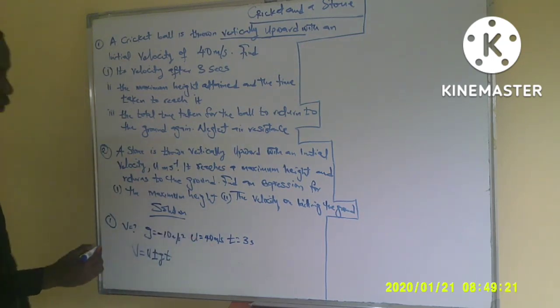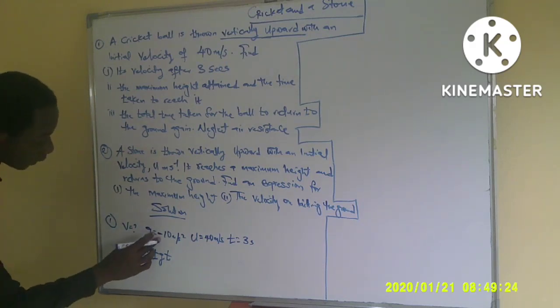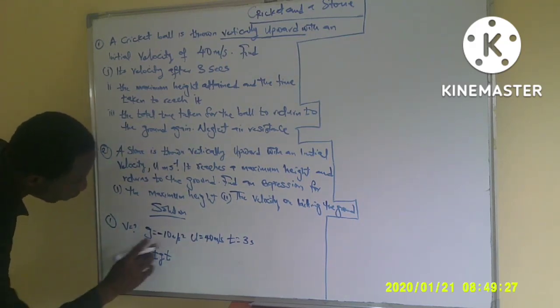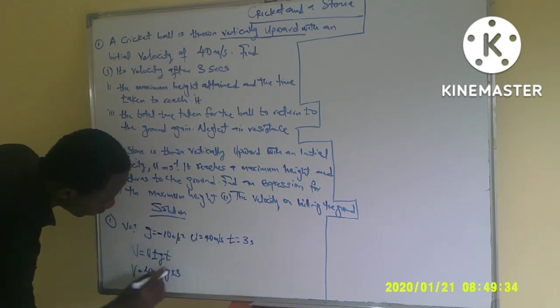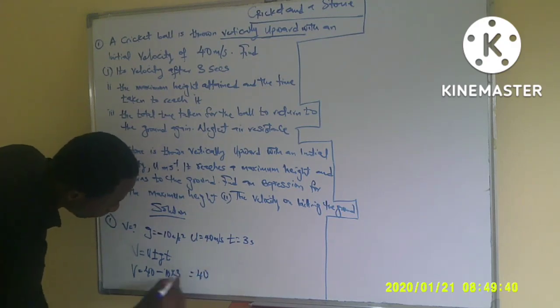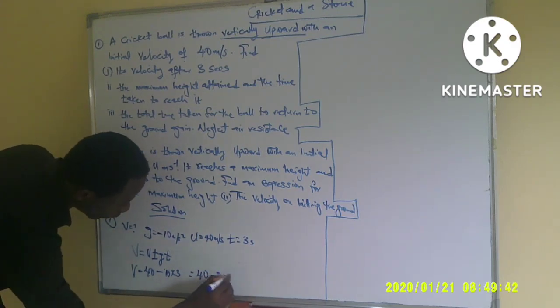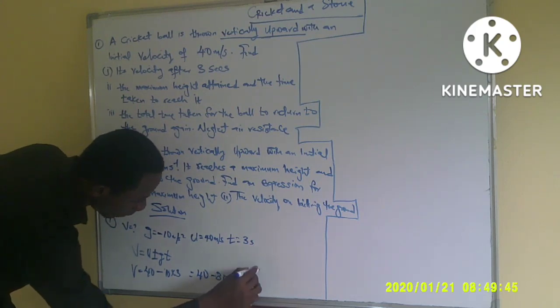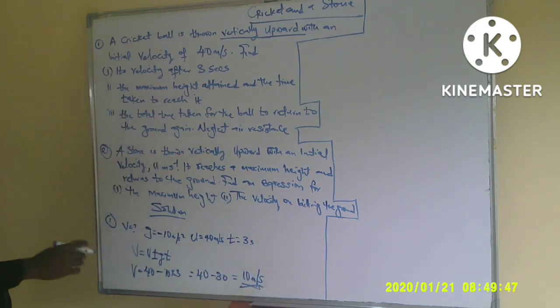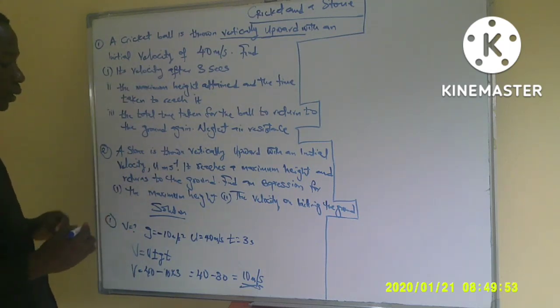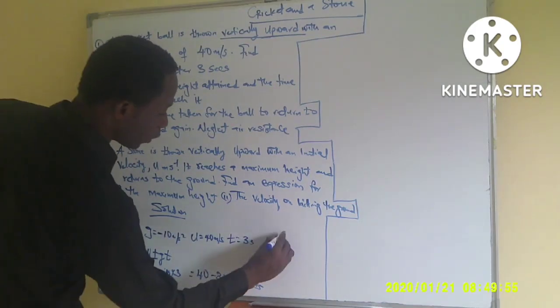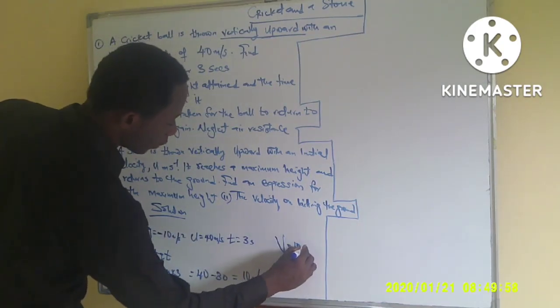And we're looking for v now. Our g is negative. So v is equal to what? What is u? U is 40 meter per second, minus g. G is 10, times t. T is 3. So it becomes 40 minus 10 times 3, which is 30. That is equal to 10 meter per second. So the velocity it has attained after spending 3 seconds is 10 meter per second. So v is equal to 10 meter per second.